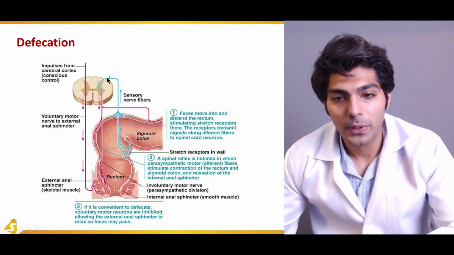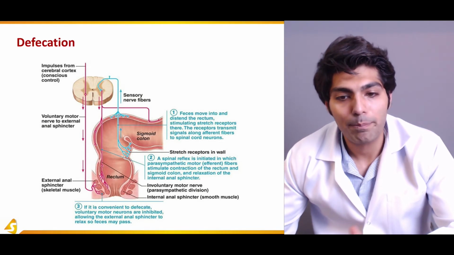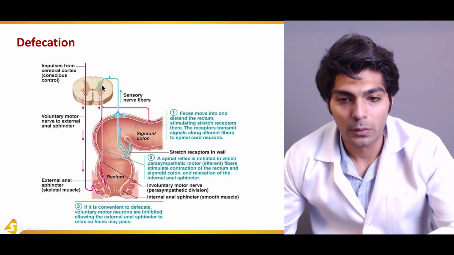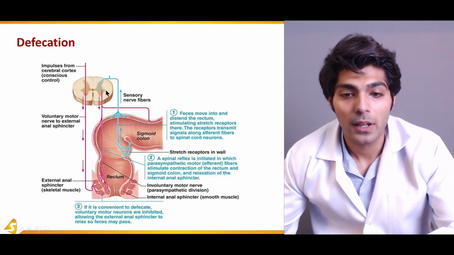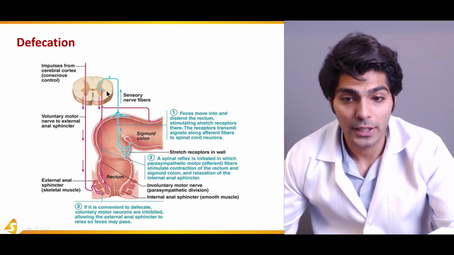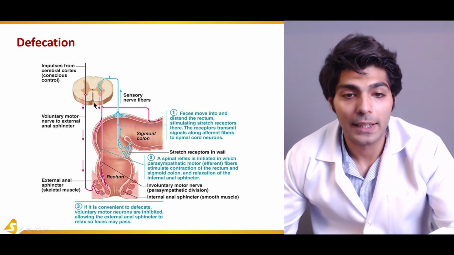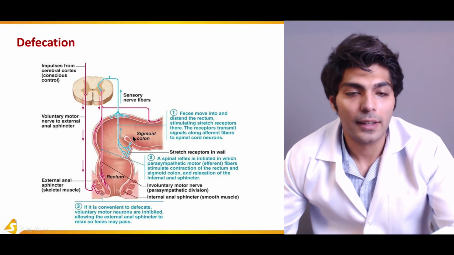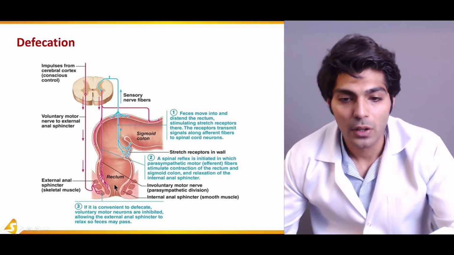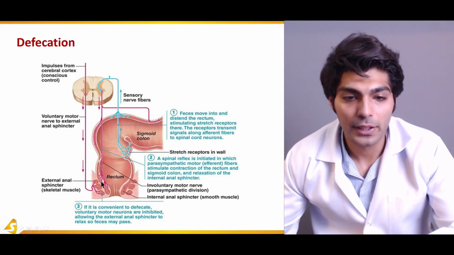Now the impulses which are sent back from the neurons are the efferent pathways, and the spinal reflex is initiated, in which the parasympathetic motor or efferent fibers stimulate contraction of the rectum and the sigmoid colon and the relaxation of the internal anal sphincter.